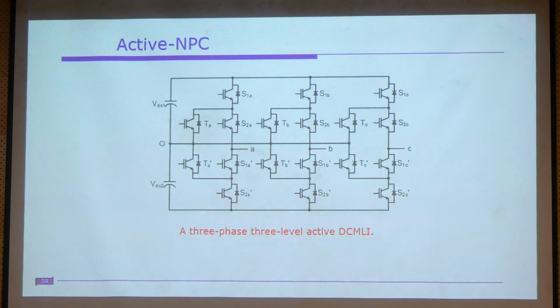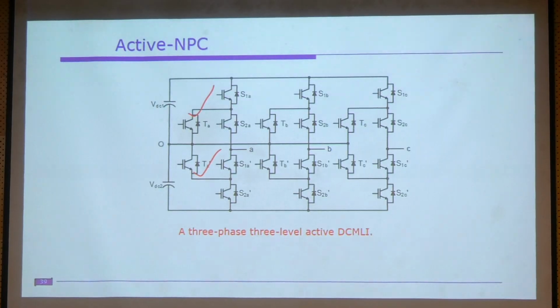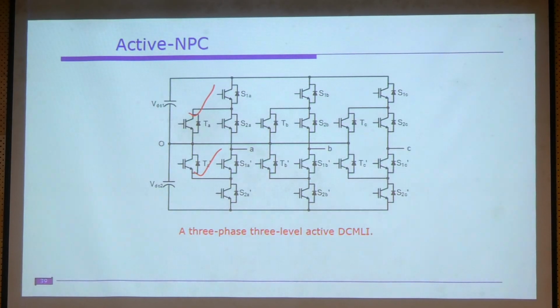The point is that when you have switches, you have the freedom to allow the current in both directions. You can choose this path for your current direction or that path. Earlier, with diodes, you had no freedom. These are uncontrolled devices, and you cannot restrict the charging and discharging of the capacitor voltages. Now you can restrict them. Depending on your voltage balancing control algorithm, you can choose which device to turn on.